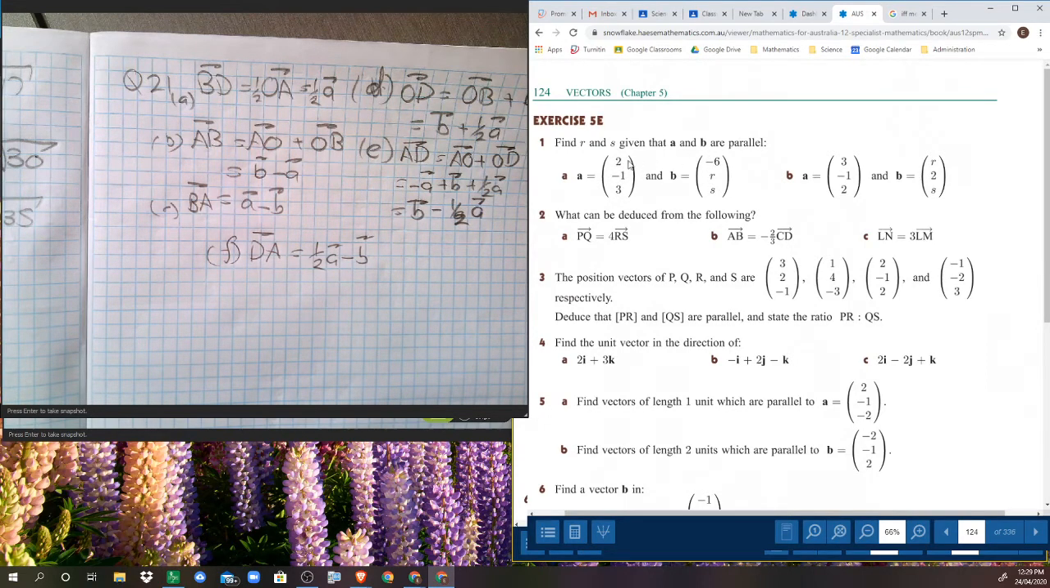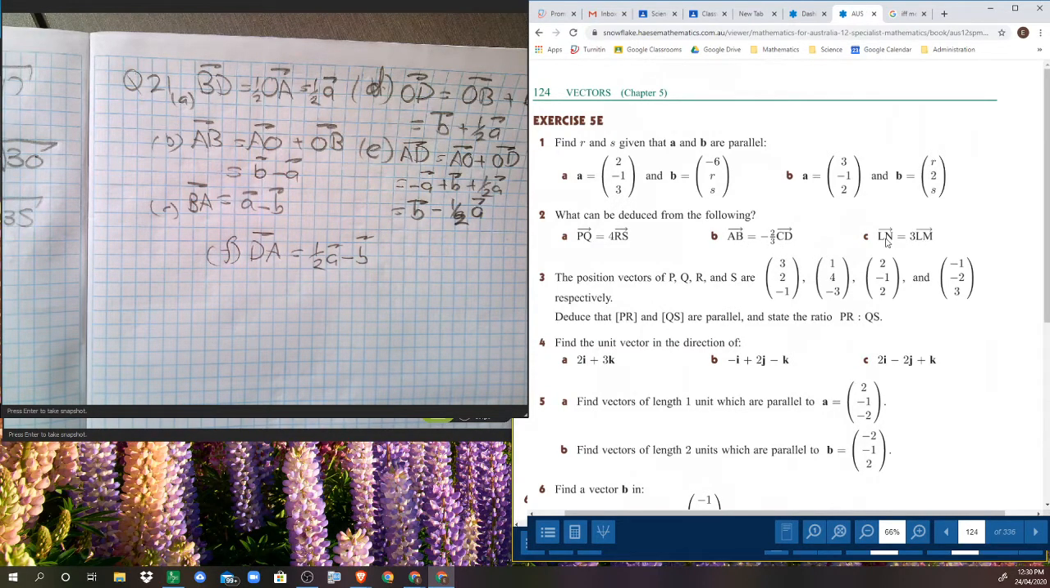Find R and S. I can see just by looking at the numbers for 1A, for example, B is equal to minus 3 times A. So R is 4, S is negative 9. Not special. Okay, what can we do? RS is in the same direction as PQ and 4 times the length. CD is 2/3 the length of AB and is in the opposite direction.